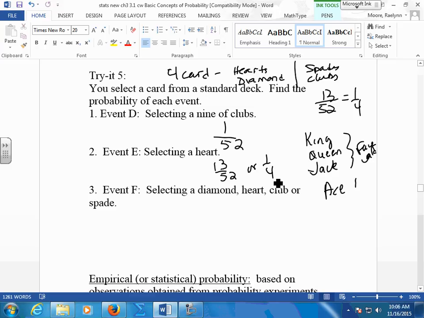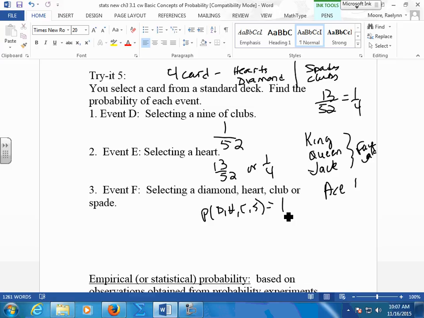What is the probability of selecting a diamond, a heart, a club, or a spade? 1. They gave you a trick question. Your diamond, your heart, your club, or a spade. It's always going to happen. That's all you have in your deck. But we're not counting jokers. We only work with the standard deck of 52.